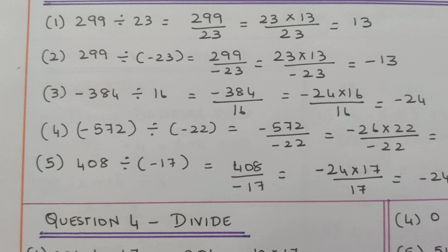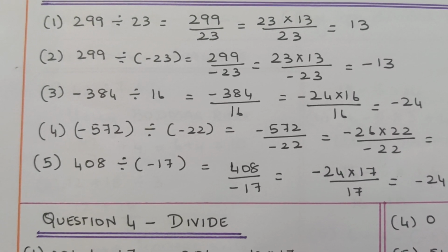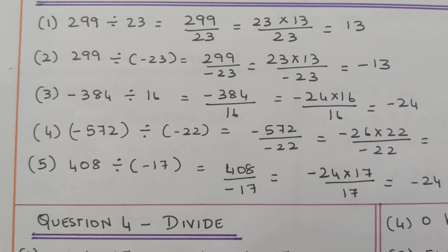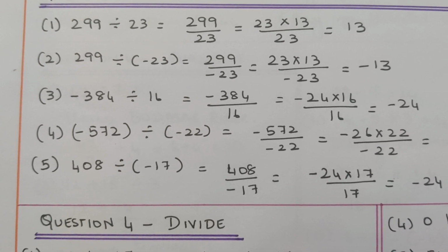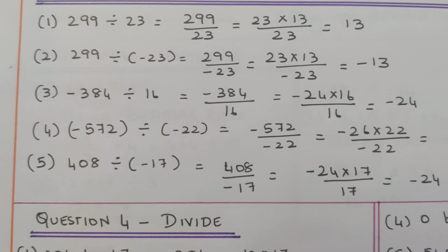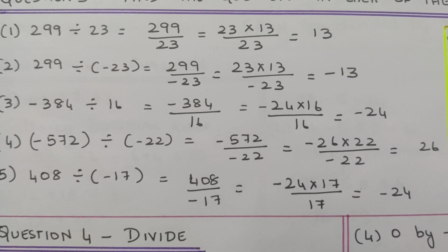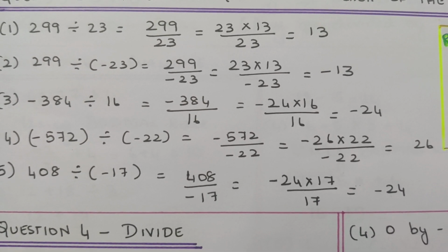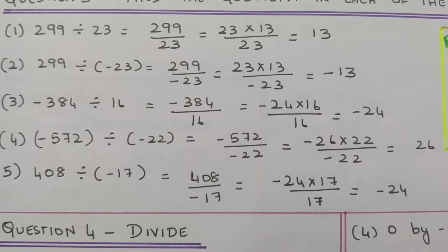The third sum is minus 384 divided by 16. Therefore, I split 384 as 24 into 16 by 16. The answer is minus 24 because a minus divided by a plus is minus. Fourth one, minus 572 divided by minus 22. I split 572 as 26 into 22 for easy cancellation, and the answer is 26 because we have negative signs in both numerator and the denominator, and hence minus divided by minus is plus.